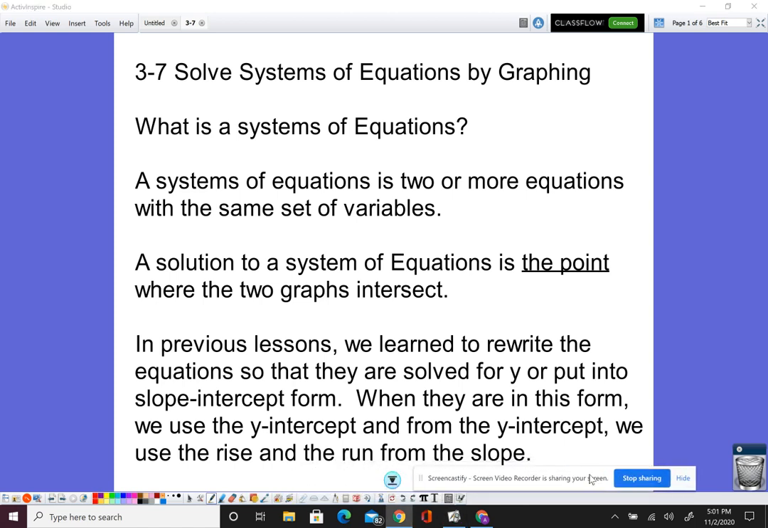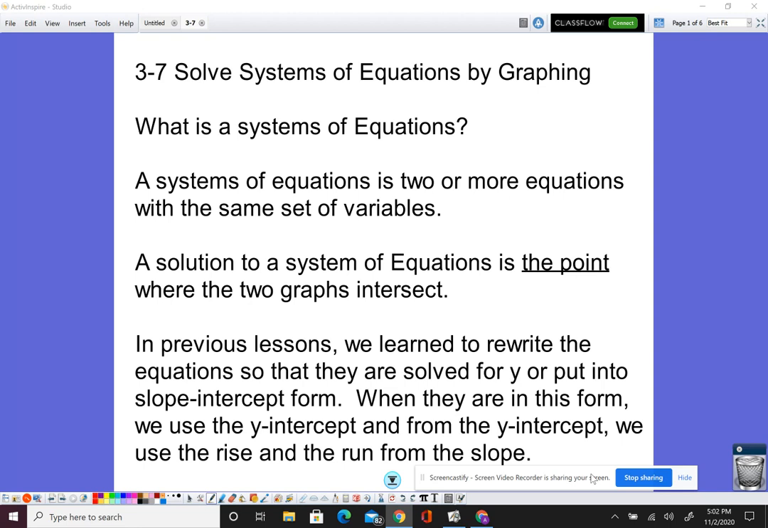Okay, so section 3.7 is on solving systems of equations by graphing. First off, we need to talk about what a system of equations is. A system of equations is two or more equations with the same set of variables. So both equations would have x's and y's in them, or a's and b's, but the system will have the same set of variables. A solution to the system of equations is the single point where the two graphs intersect.